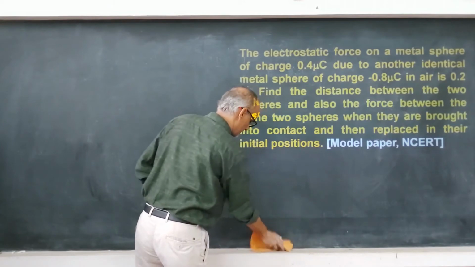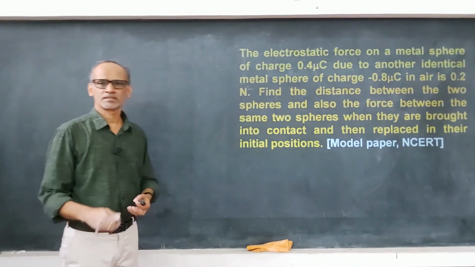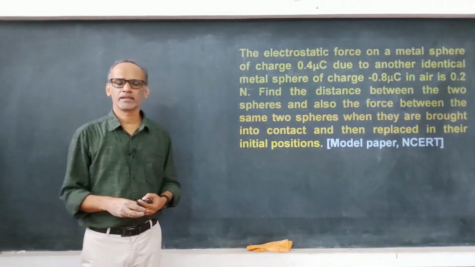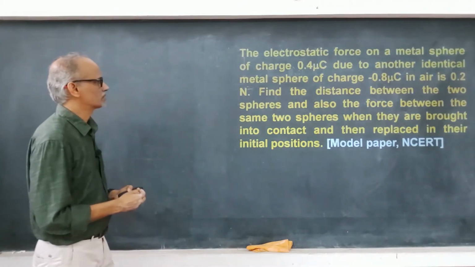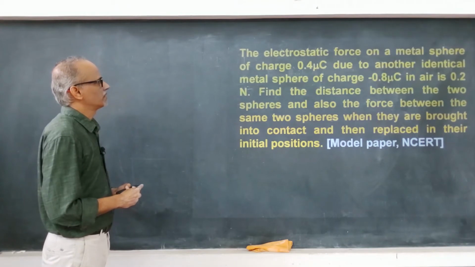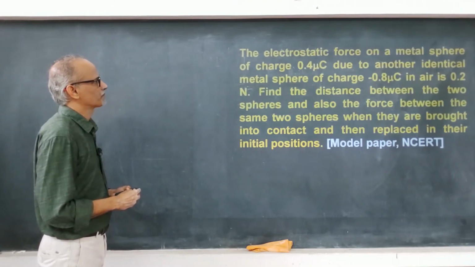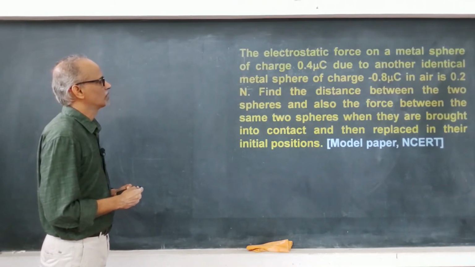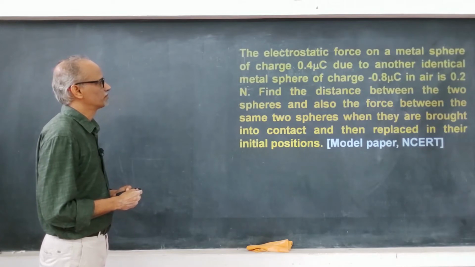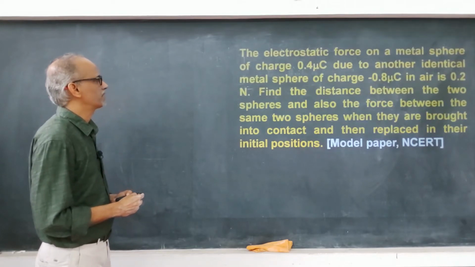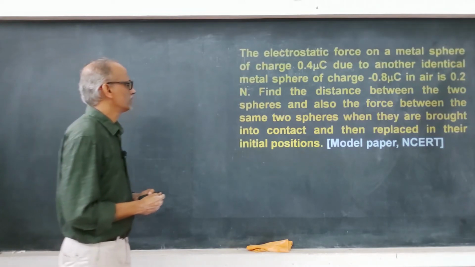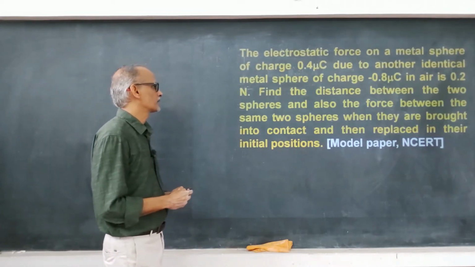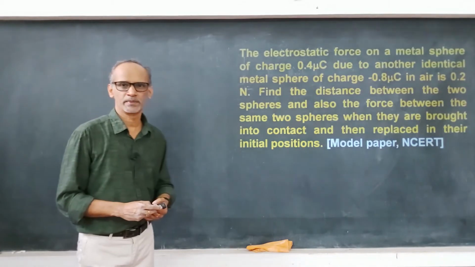and you have to start writing these questions that have appeared in the examination, question and answer, in your notes. Let us go through the statement. What is the statement? The electrostatic force on a metal sphere of charge 0.4 microcoulomb due to another identical metal sphere of charge 0.8 microcoulomb in air is 0.2 Newton. Find the distance between the two spheres.